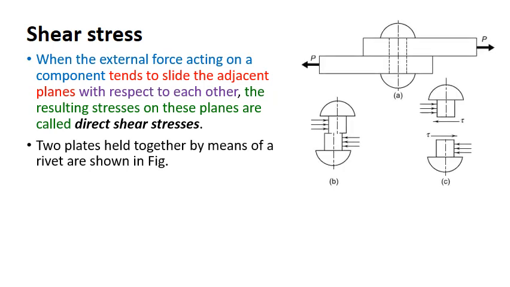Shear stress, this is another type of stress. So there is a plate assembly fastened by a rivet. When we apply forces as shown in the figure, the rivet will shear into 2 parts, right? So if you take the cross section of the rivet, the forces act parallel to the cross section area of the rivet. That is, the component tends to slide on the adjacent plane with respect to each other. So the resistive force is known as, in this case, direct shear stress.